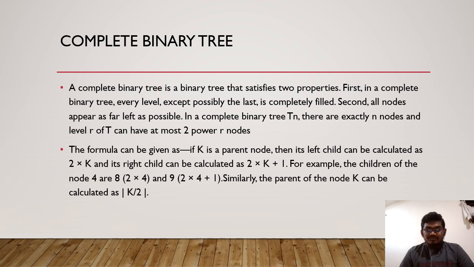The formula can be given as: if k is a parent node, then its left child can be calculated as 2 into k, and its right child can be calculated as 2 into k plus 1. For example, the children of node 4 are 8, which is 2 into 4, and 9, which is 2 into 4 plus 1. Similarly, the parent of node k can be calculated as k by 2.